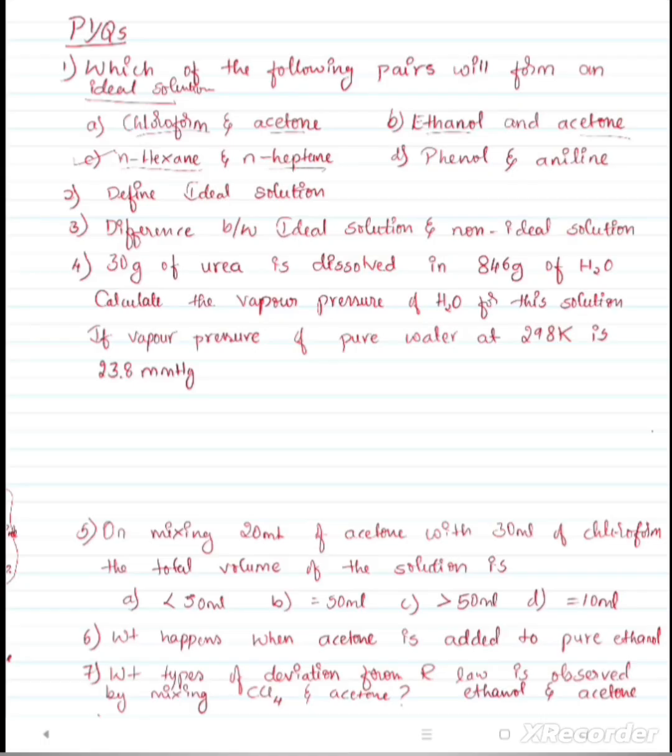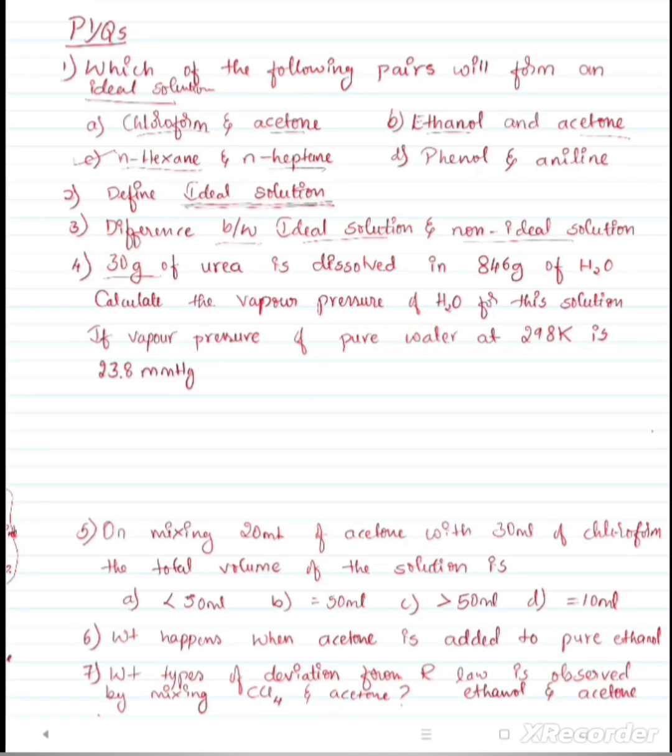So that's why I told you examples are very, very important. You should remember all the examples. Then define ideal solution. You should define that the solution which obeys Raoult's law is called an ideal solution. Then the difference between ideal and non-ideal solution is important. I already taught you.